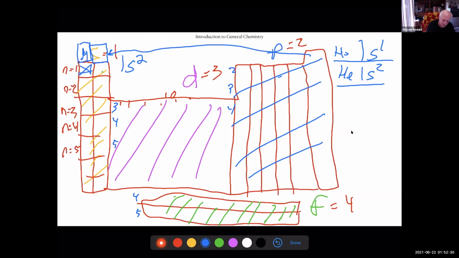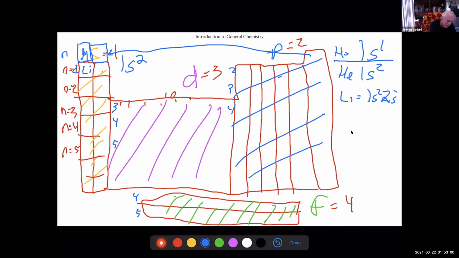Okay, in fact, I should put in lithium. So lithium is right there. So we build on this. We go back to the beginning. Lithium's electron configuration is going to be 1s2, because we filled that first column, and then 2s1.